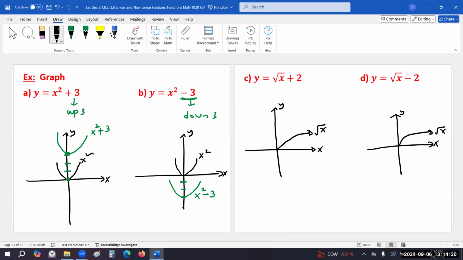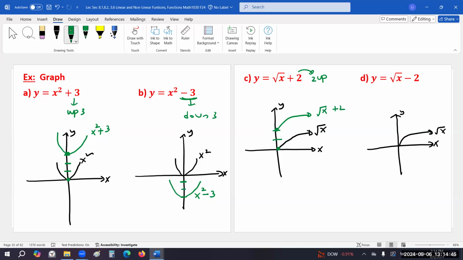Okay, any volunteer for the first one? Go ahead. You are moving which direction? Up. So the same square root, go 1, 2 up, and then draw it again. Square root of x plus 2.